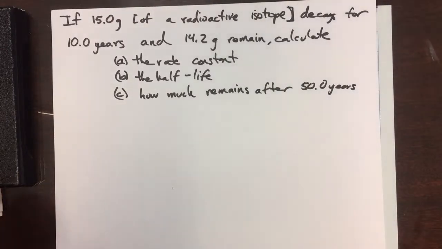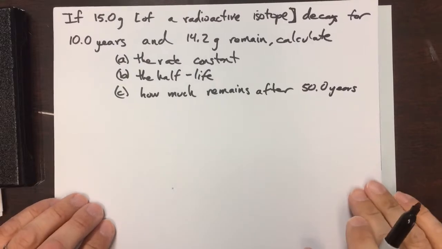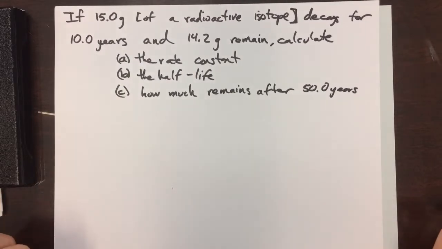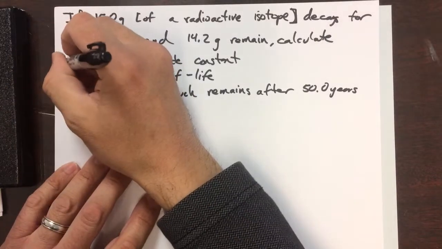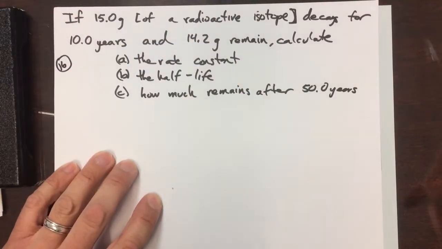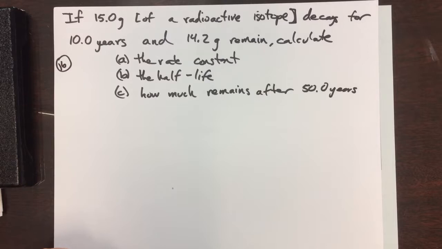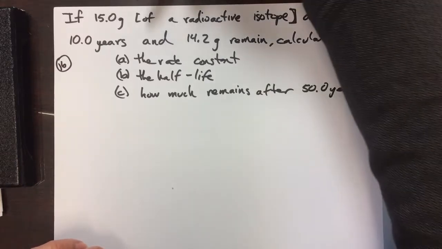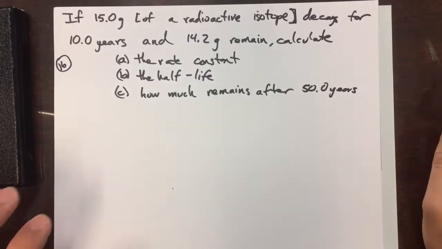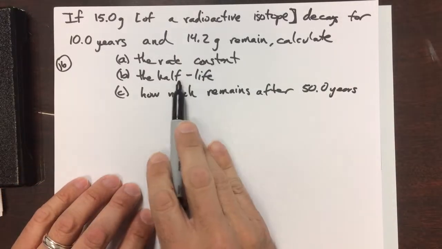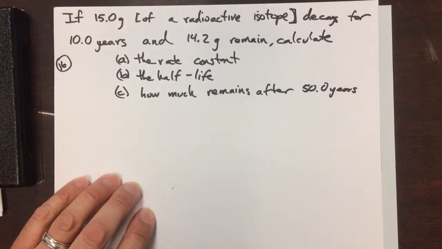This video is a review of some of the math that you need for solving nuclear reaction kinetics problems. This is question number 16 from the course packet. If 15 grams, and I forgot to say this, of a radioactive isotope decays for 10 years and 14.2 grams remain, calculate the rate constant, the half-life, and how much remains after 50 years.